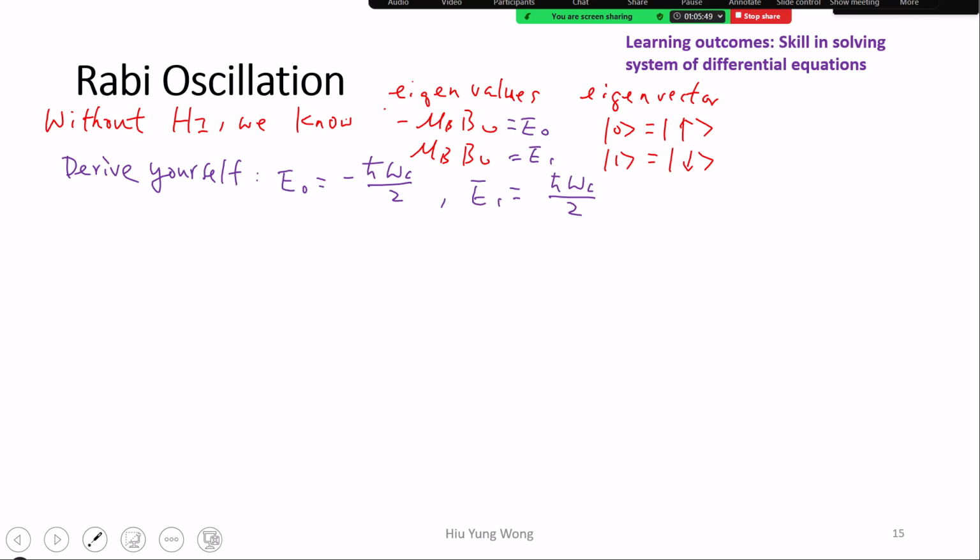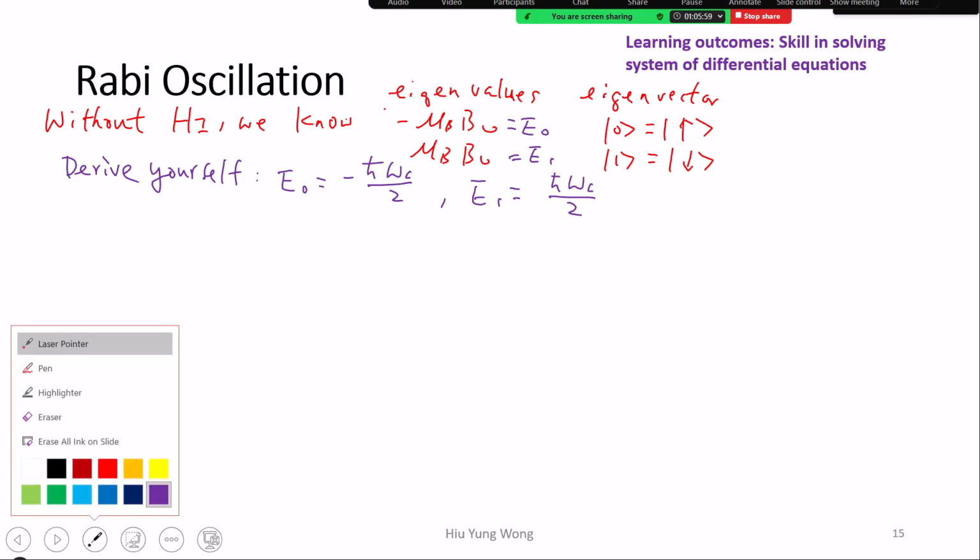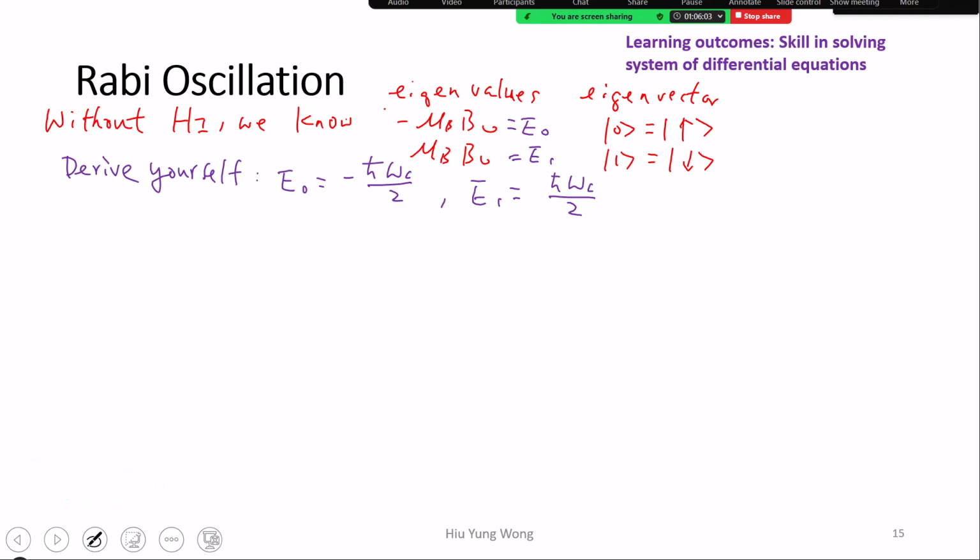What I'm trying to say, just before you put on the small oscillating field, this is what you have. You have 2 eigenvalues and 2 eigenvectors. So, there's something called perturbation theory. Many of us have not learned it, right? Because we did not really take quantum mechanics. But now let's just accept it.